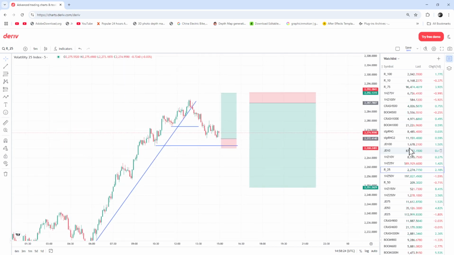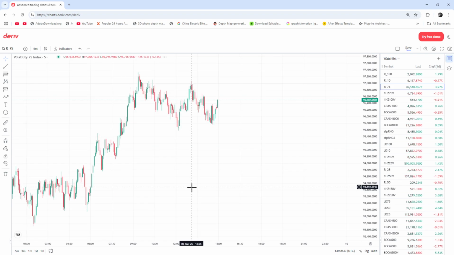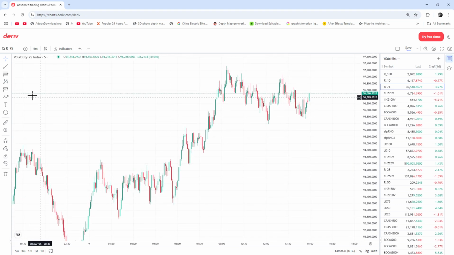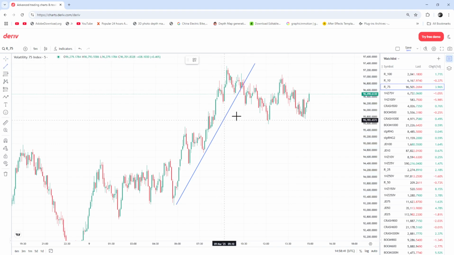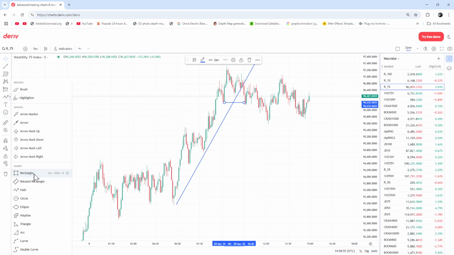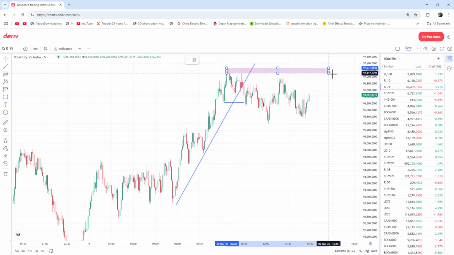But long story short, try to simplify this. As we can see right now, this market was in an uptrend. This is V75. This market is in an uptrend. We can see a clear break of structure here. We can see a clear break of structure there. Then we see the market did a pullback to this level, then pushed back like here.